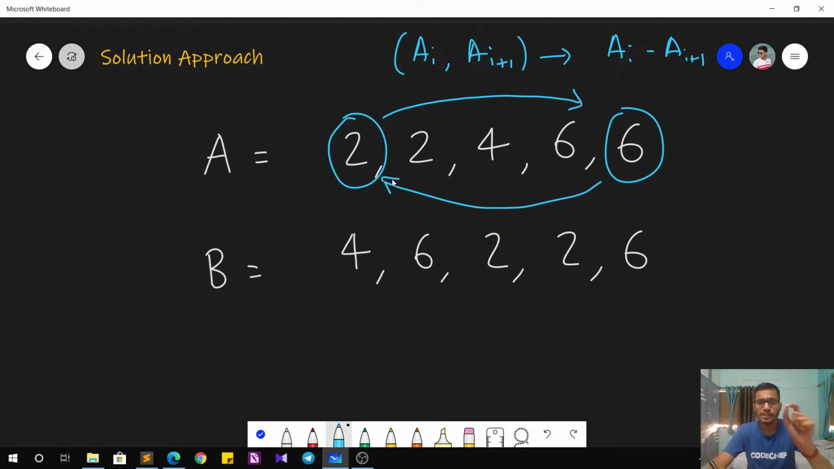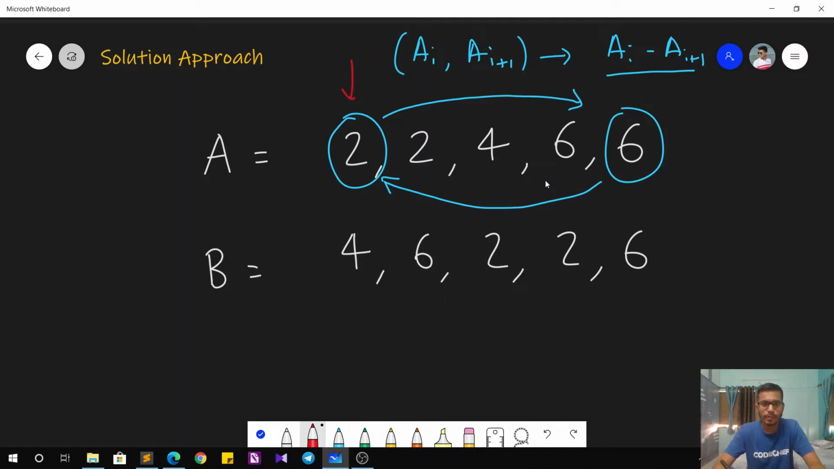The good thing to notice is that because of the nature of these swaps and the score that we are getting, it is definite that the score is only affected by these elements, the element 2 and the element 6. These middle elements 2, 4 and 6 do not affect the score at all because in the end they are present in the same position.